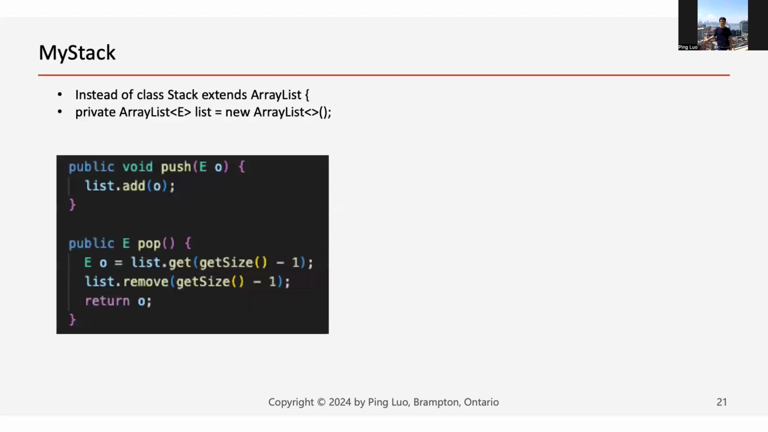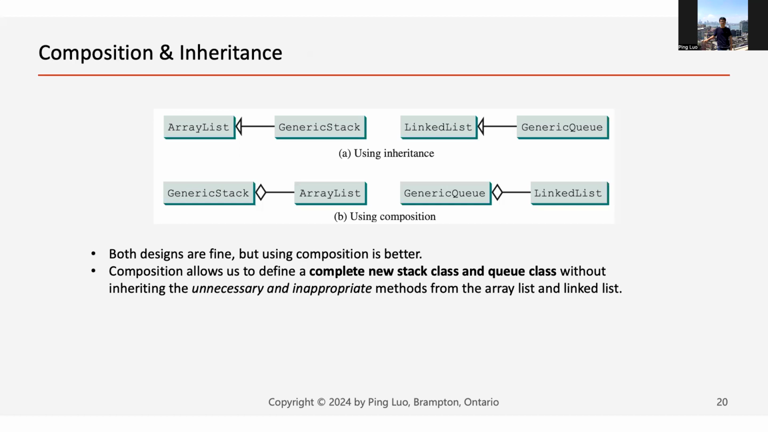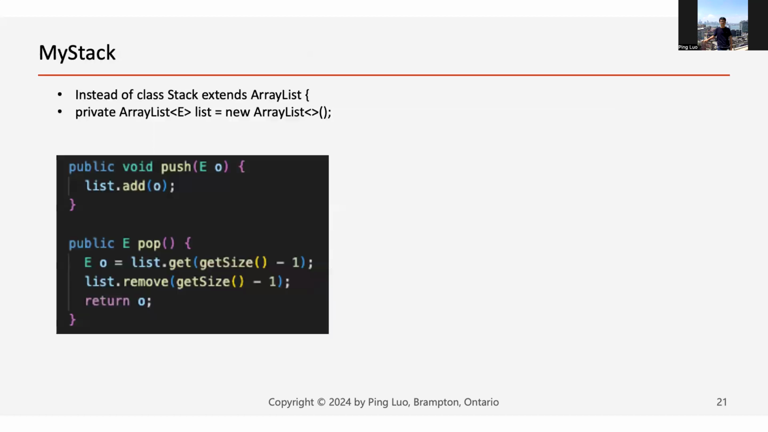So some methods may be unnecessary or inappropriate for stack and queues, and we can just ignore them using composition. The difference is, if you want to use inheritance, you create a class and extend this class. But if it's composition, it's just a private list. Here the list is actually the stack we want to implement. So we declare this list using the ArrayList class.